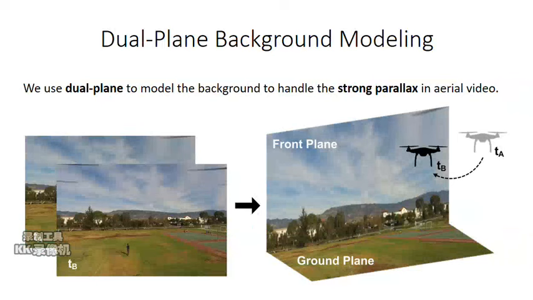First, we use dual planes to model the background to handle the strong parallax in aerial video. That is, given two images taken at different times, we use two planes, a front plane and a ground plane, to model the background, distant view and ground view. This model simplifies the layer-based model of strong parallax without losing detection accuracy, because the depth disparity on each plane is relatively low compared with the distance from the camera drone.